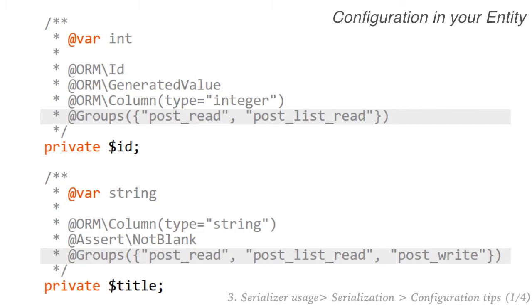What's the namespace of the groups annotation? I think it's under the component serializer. I think it's Symfony component serializer and directly groups. I'm not sure. Okay. All right.